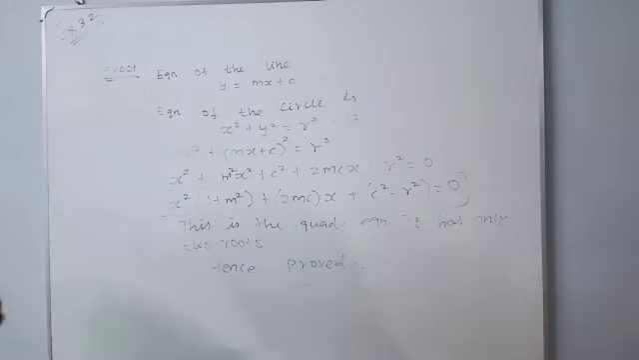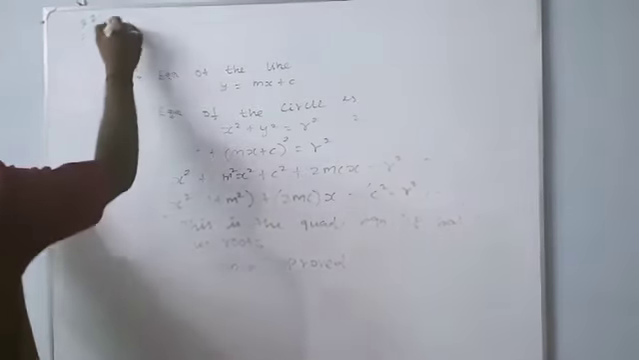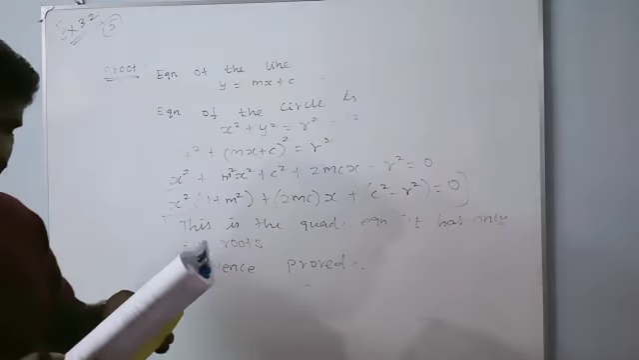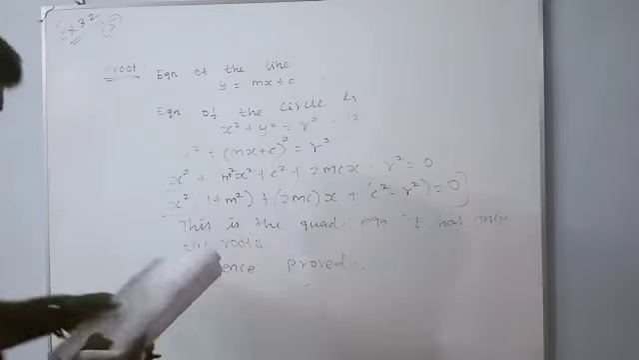Exercise 3.2 having same sums like this. Exercise 3.2, fifth sum. What is the fifth sum? Prove that the straight line and parabola cannot intersect at more than 2 points.